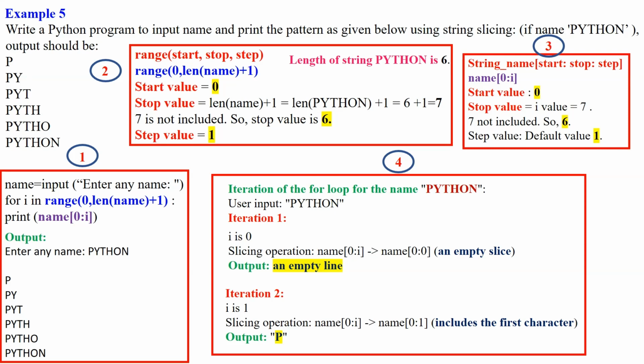Iteration of the for loop for the name Python. User input, Python. Iteration 1, i is 0. Slicing operation. name of 0:i implies name of 0:0, it is an empty slice. Output is an empty line. Iteration 2, i is 1. Slicing operation. name of 0:i implies name of 0:1. This includes the first character. So, output is P.